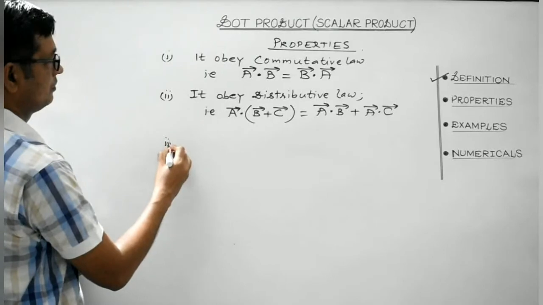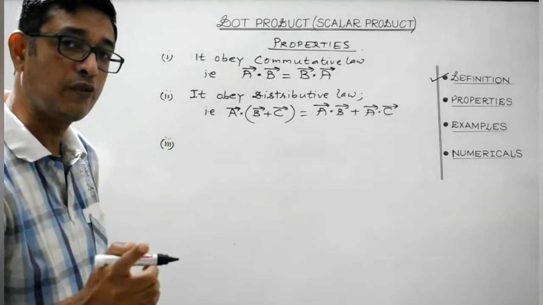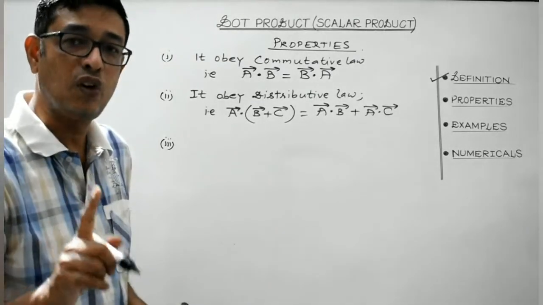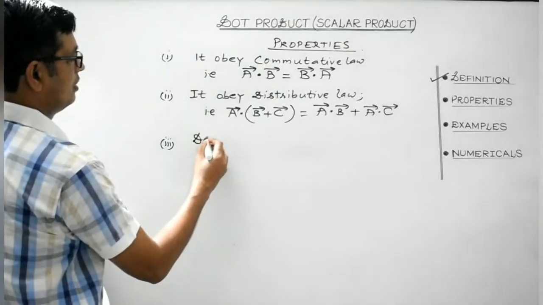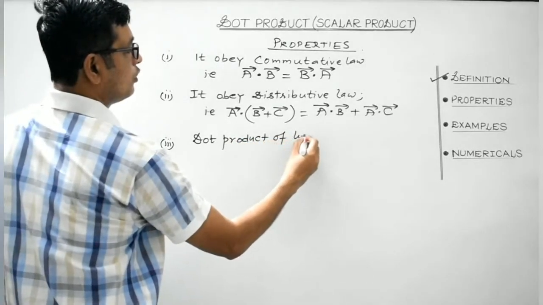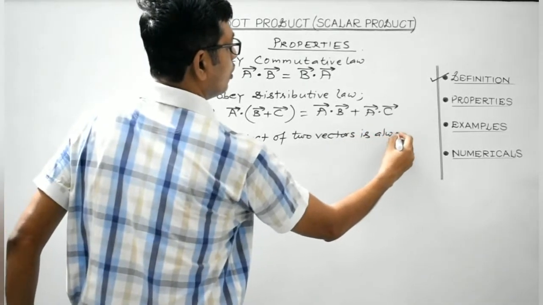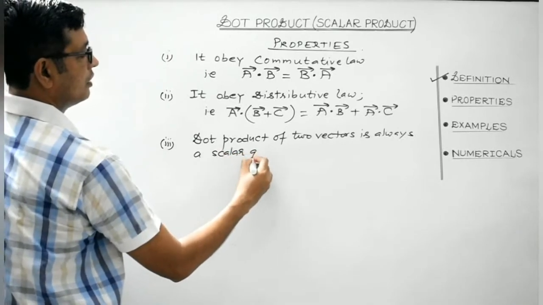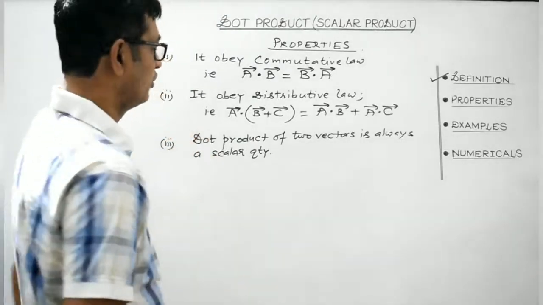Third, as I have already mentioned, the dot product of two vectors is always a scalar quantity. And this is the very reason why dot product is also known as a scalar product. Dot product of two vectors is always a scalar quantity. Let's discuss some examples that will convince you.